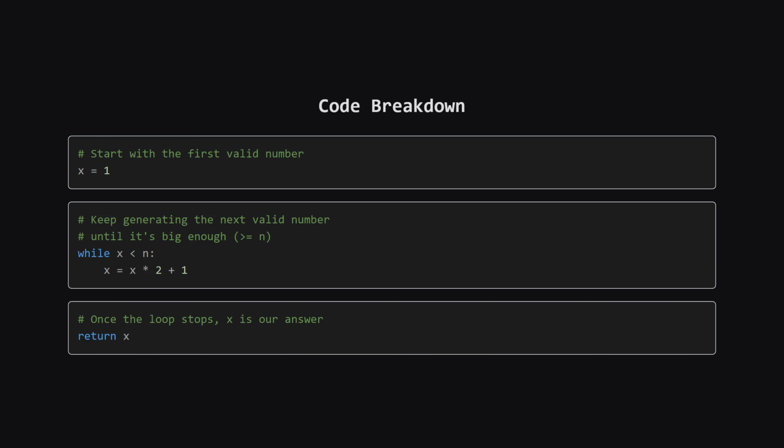First, we initialize a variable, x, to 1. This is our starting point, the very first number made of all ones. Then, we start a loop that continues as long as our generated number x is less than the input n. Inside the loop, we do exactly what we discussed. We update x by multiplying it by 2 and adding 1. This generates the next number in our sequence, like going from 3 to 7. Once x finally becomes greater than or equal to n, the loop stops, and we just return x.